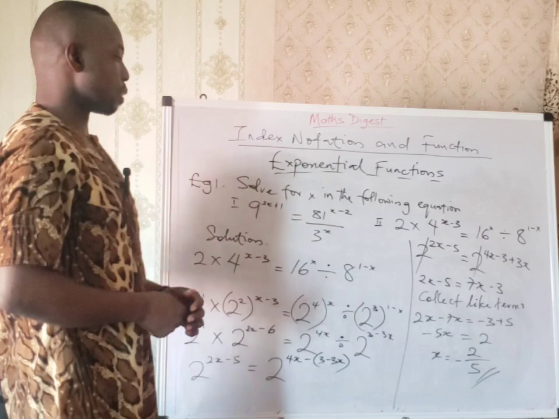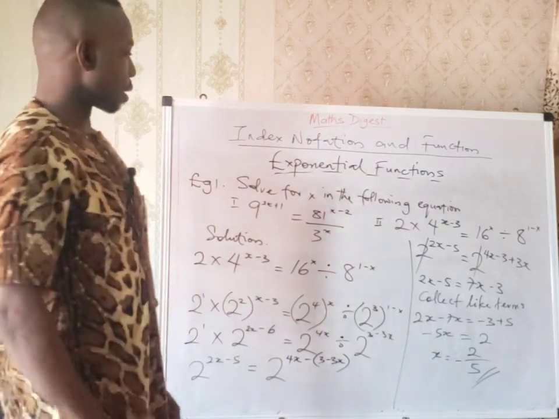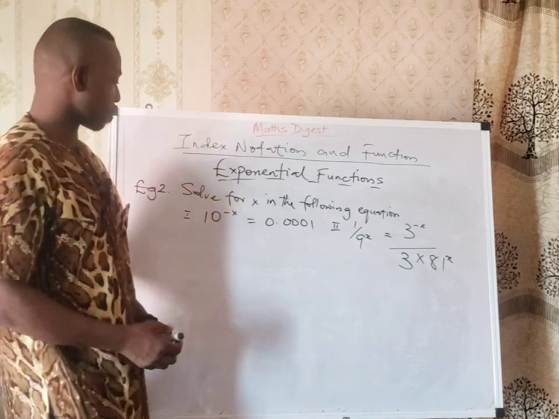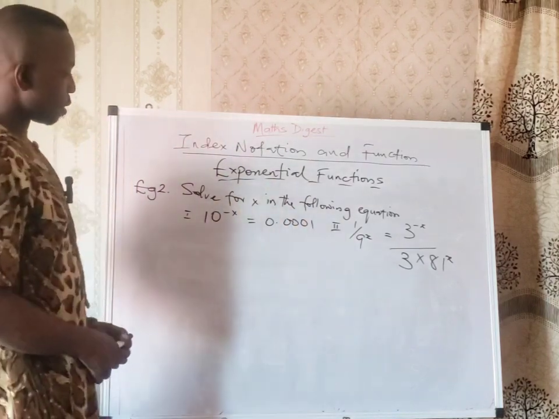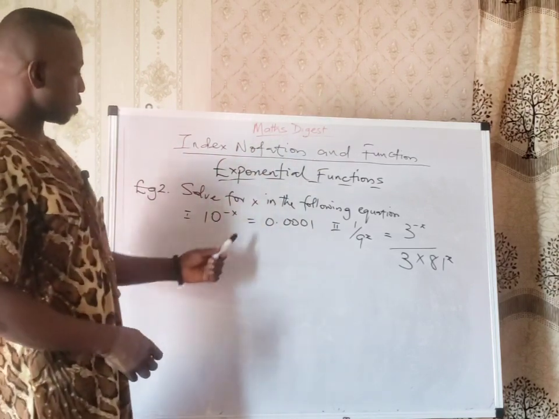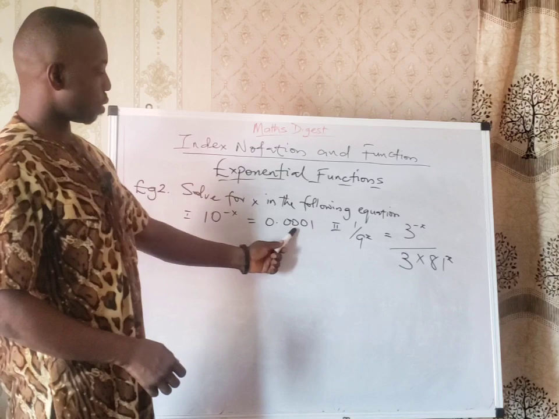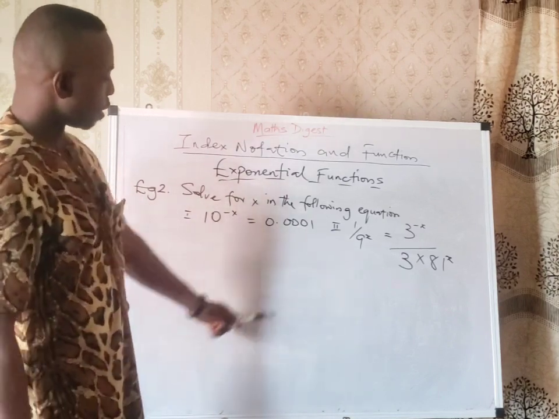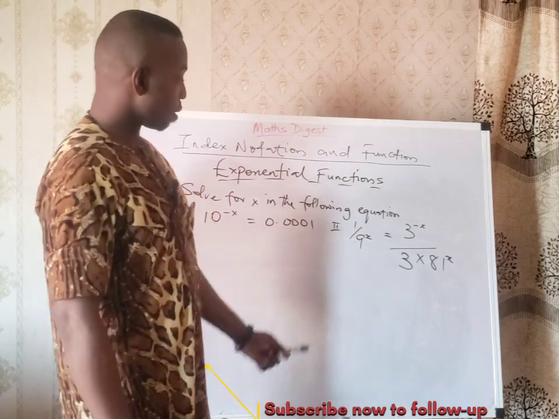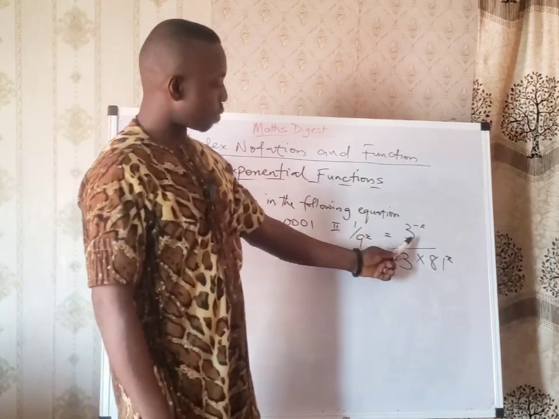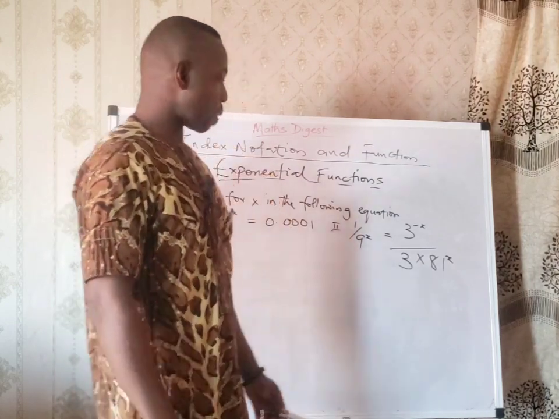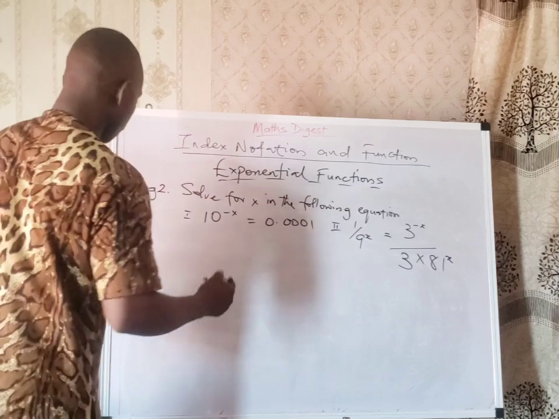Okay, so quickly we are going to bring the second example so I can wrap it up. All right, stay tuned. All right, let's look at these examples. Solve for x in the following equation. 10 raised to the power minus x equal to 0.0001. Number 2 says 1 over 9x, 9 raised to the power x equal to 3 raised to the power minus x. So 3 times 81 raised to the power x. Solution.